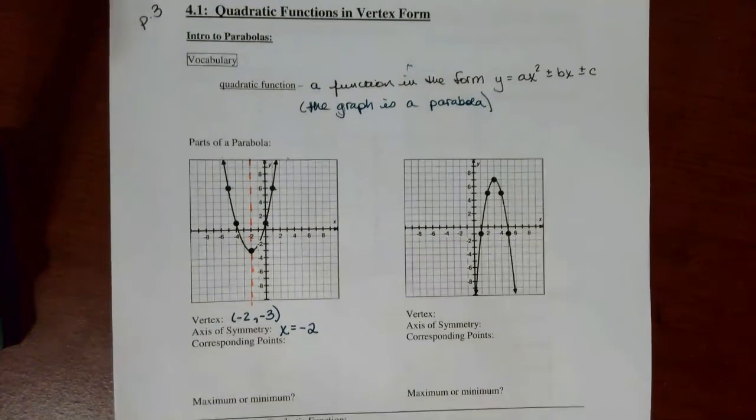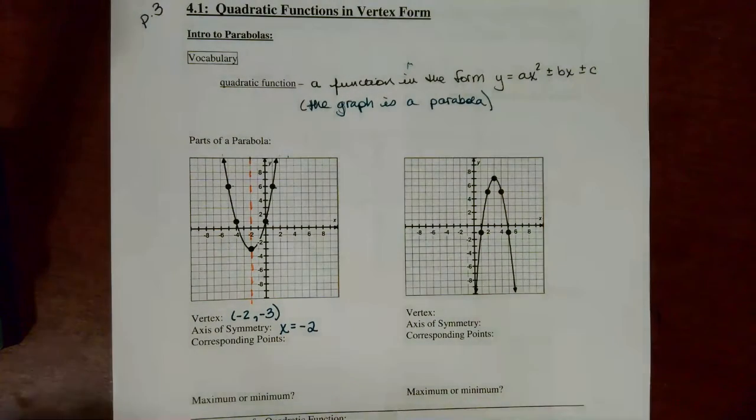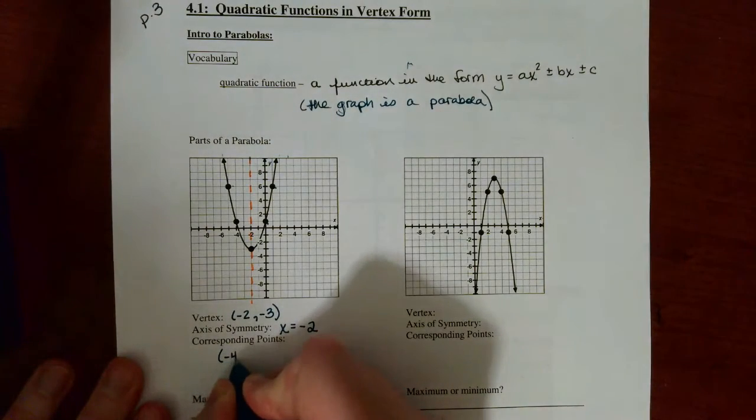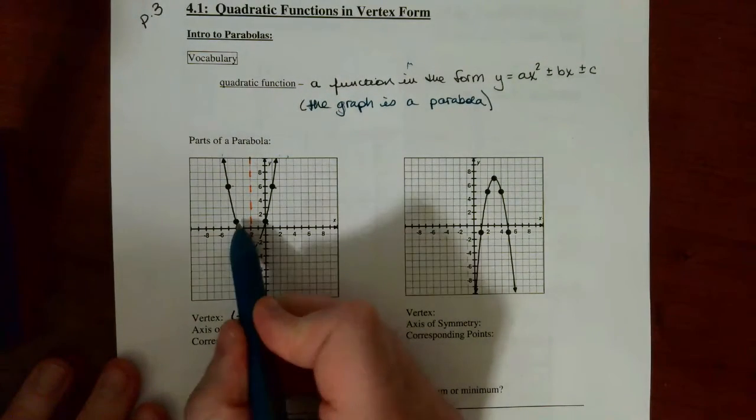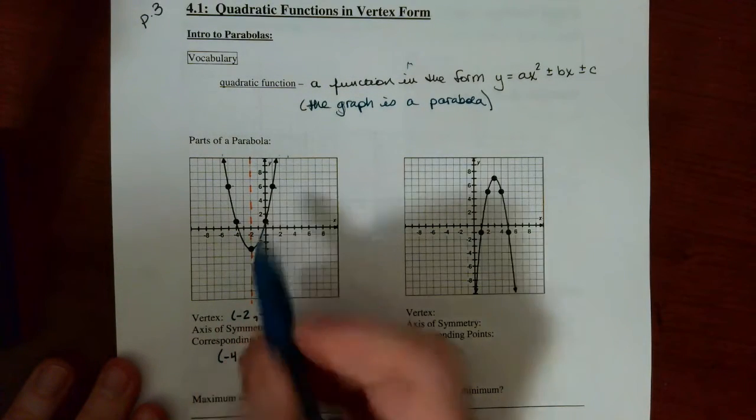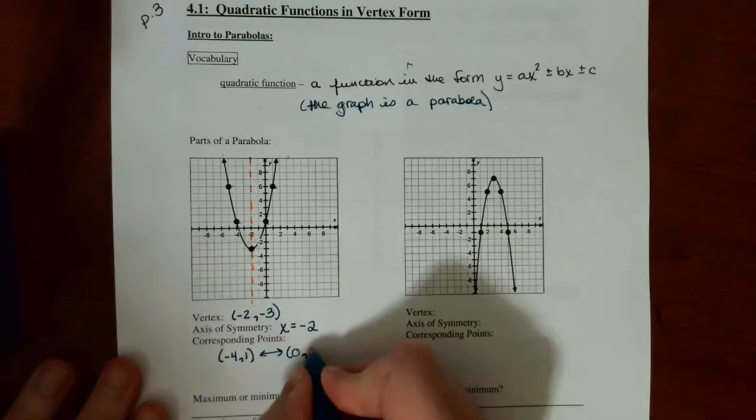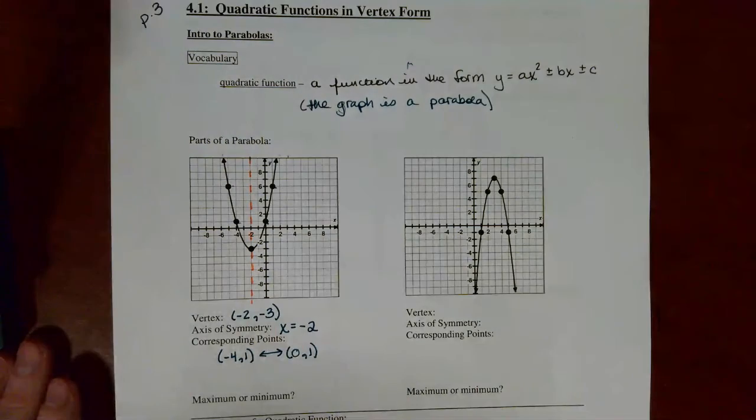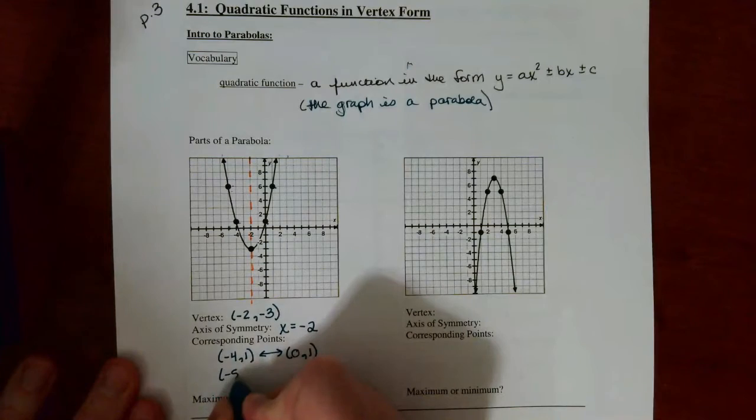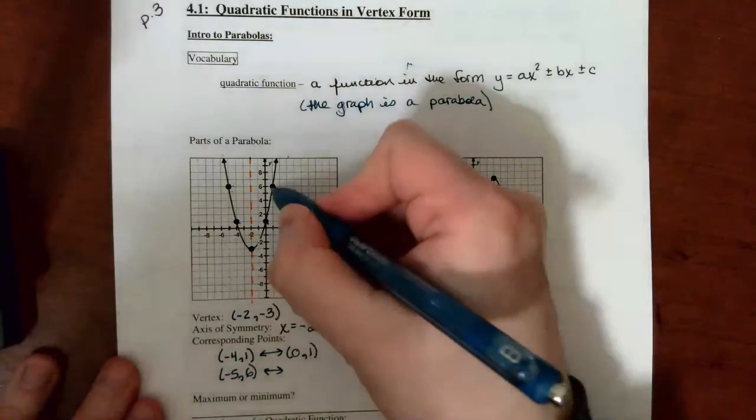Then, this sets up a whole bunch of what we call corresponding points, points that match up on either side of the parabola. For example, -4, 1, that point over there, matches with the point on the other side of the parabola of 0, 1. So I'm going to say negative 4 comma 1 matches with 0 comma 1. Similarly, the point negative 5 comma 6 matches with the point 1 comma 6.